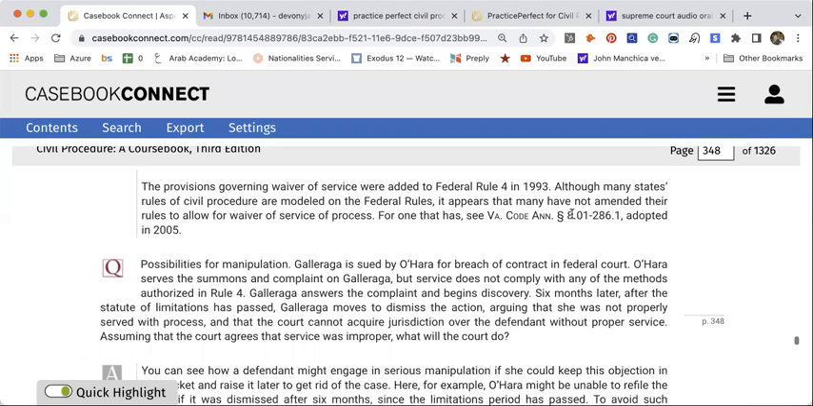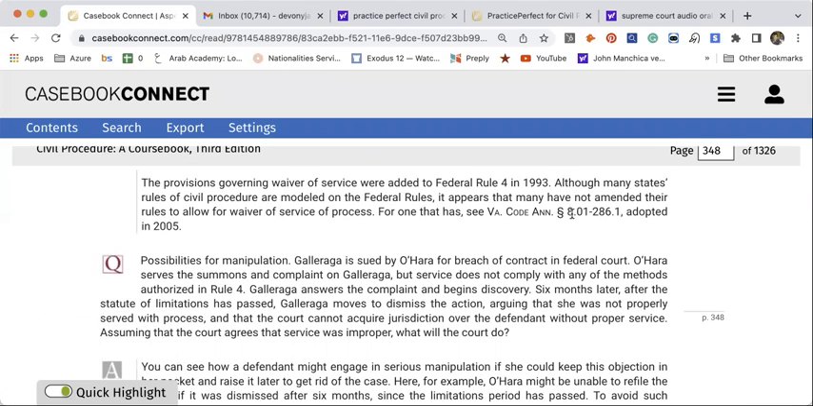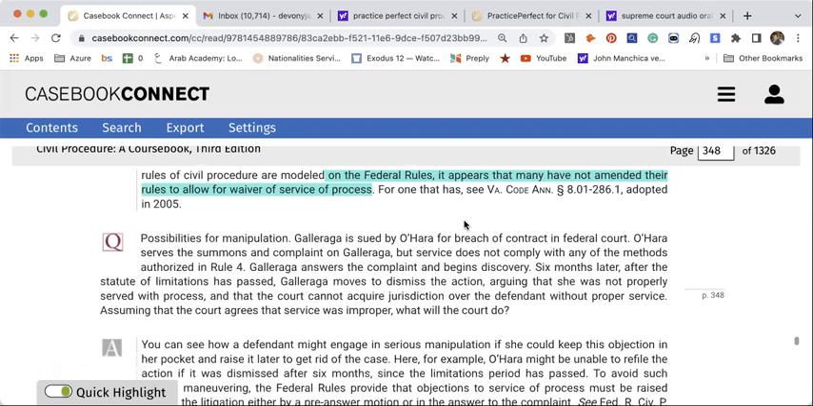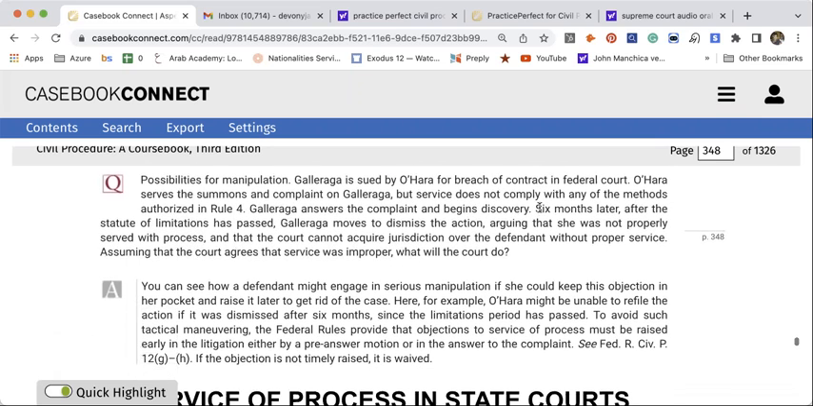The provisions governing waiver of service were added to Federal Rule 4 in 1983. Although many states' rules of civil procedure are modeled on the federal rules, it appears that many have not amended their rules to allow for waiver of service of process. For one that has, see Virginia Code, section 8.01-286, adopted in 2005. Possibilities for manipulation.